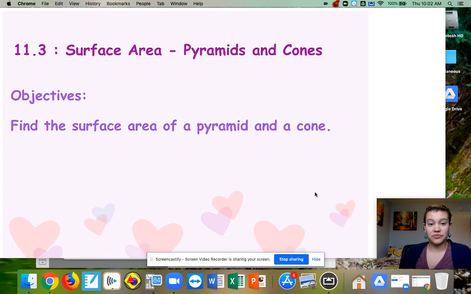All right, so now on to surface area of pyramids and cones. So two more shapes to add to our stuff. Again, it's the surface areas, or like outside skin, of your shape.